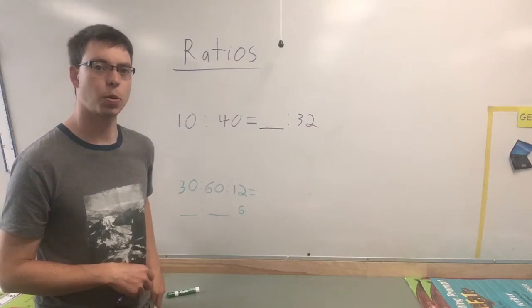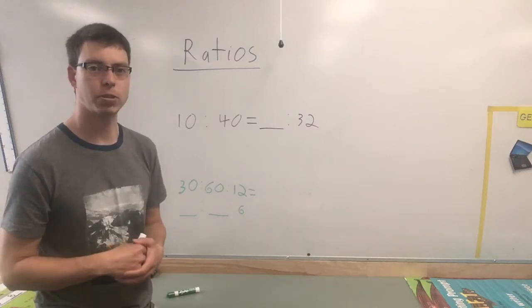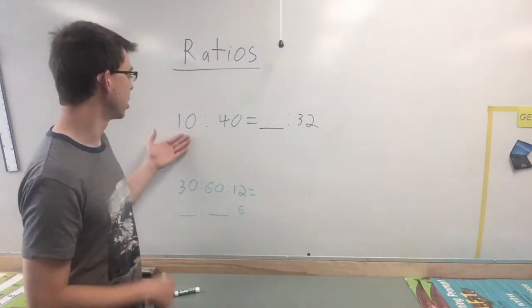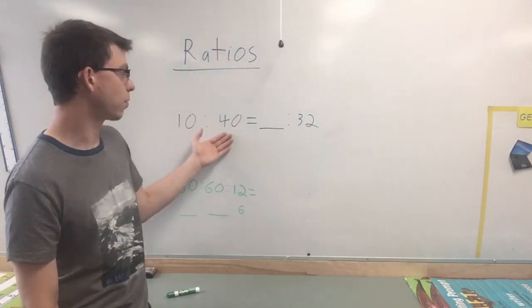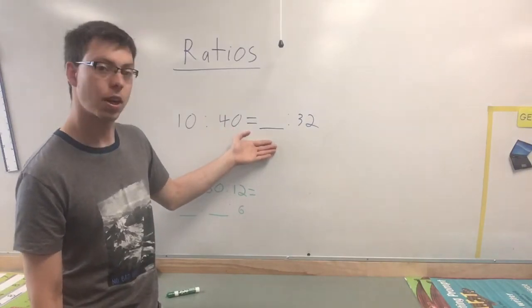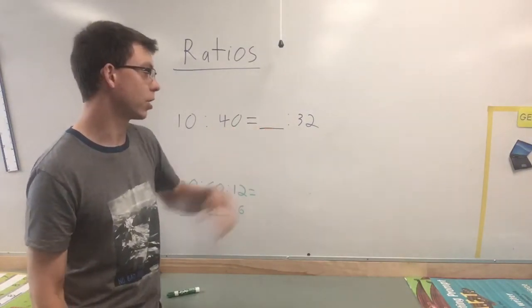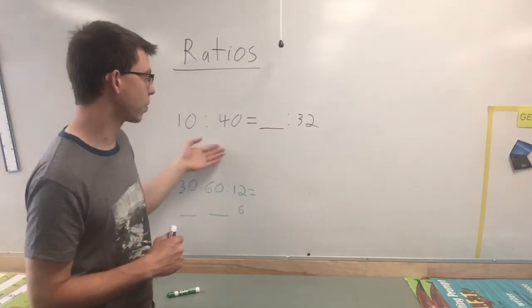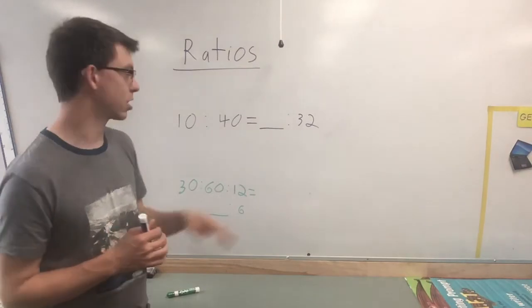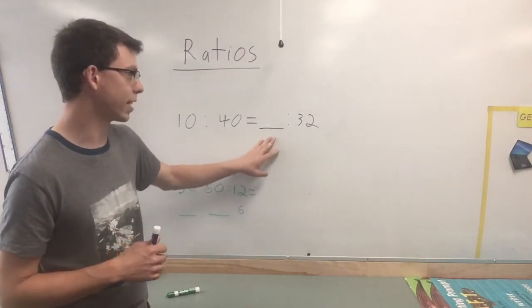In this lesson, we're going to continue to talk about ratios and manipulating them. I've written a question here: 10 parts to 40 parts equals unknown to 32 parts. So in this, we have a partial equivalency. We want to understand and figure out what this is.